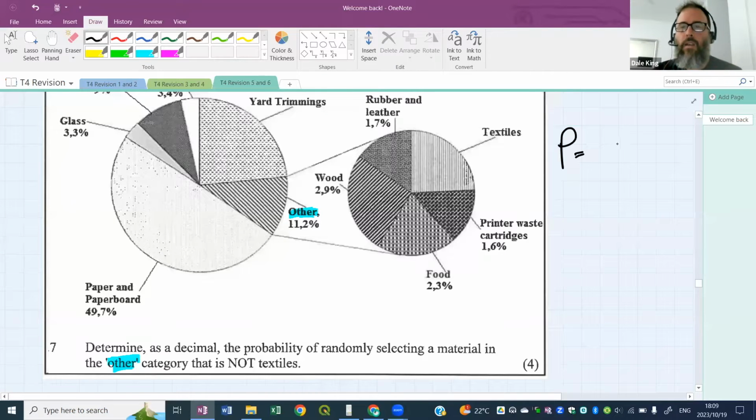Then we need to work out what is the total possible. We've got 1, 2, 3, 4, 5. And we want the ones that are not textiles, which is 4 out of 5. Very good, Charles. Then we need to convert that into a decimal. You know that 4 out of 5, or if not, you can get the calculator to help you, is 0,8. So I just wanted to cover that question.